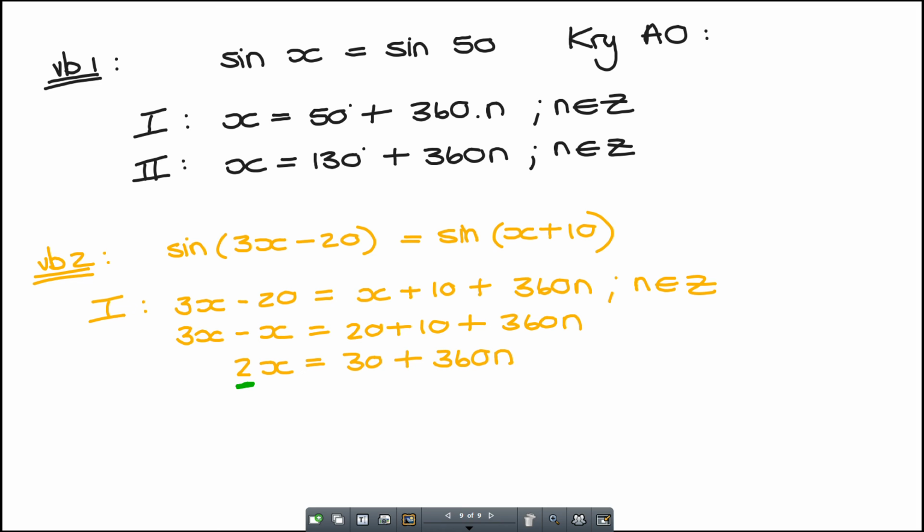Wat het ons altyd gedoen as ons hier 'n tweekie gehad het? Hier heel aan die einde. Nou gaan ons sê, gedeel deur 2. So dan gaan ek hê x is gelyk aan, maar onthou aan die regterkant, everything needs to be divided by 2. So I'm going to have 15 plus, and now it becomes 180n. Sê hulle reg? Okay, so jy moet nou net mooi kop hou.